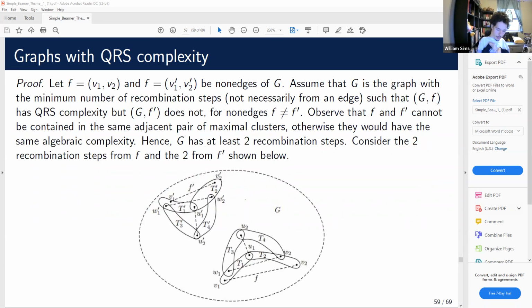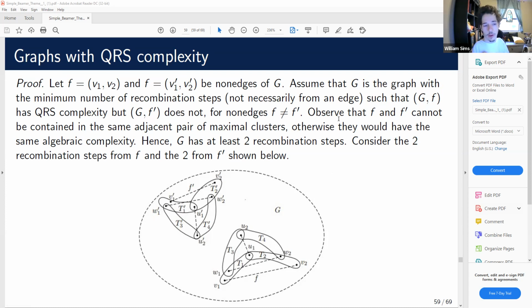So let's go through the details here. We're going to let F be V1 and V2, and we're going to let F prime be V prime 1, V prime 2. And they are pictured down here, right? So F is V1, V2, F prime is V prime 1, V prime 2, right there. And like we said, we're going to assume G is the graph with the minimum number of recombination steps such that G comma F has QRS complexity, but G comma F prime does not.